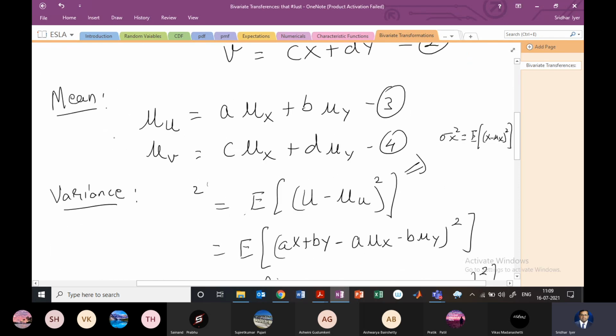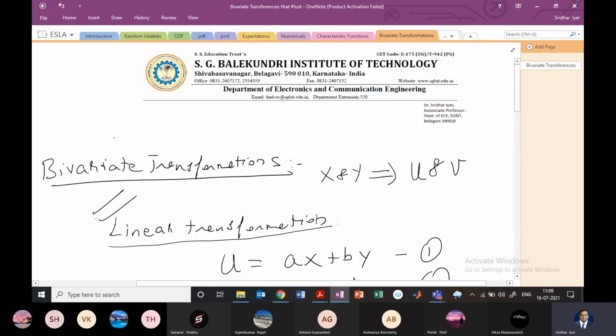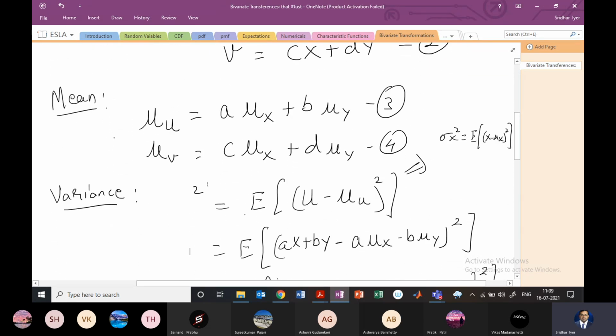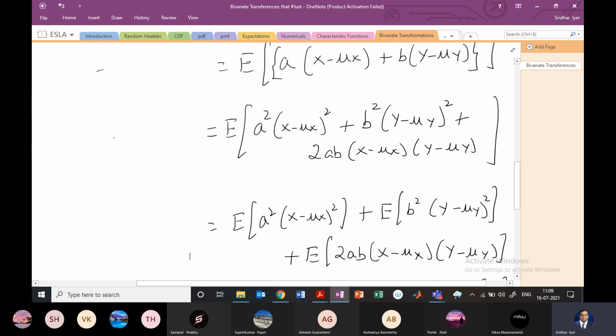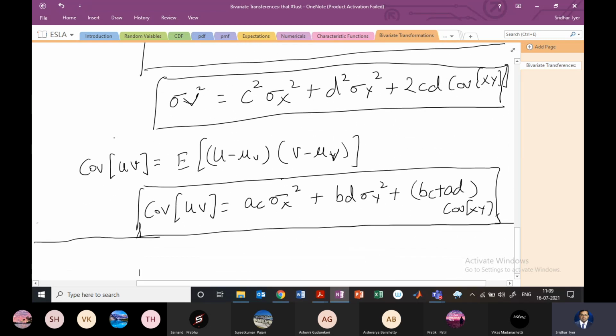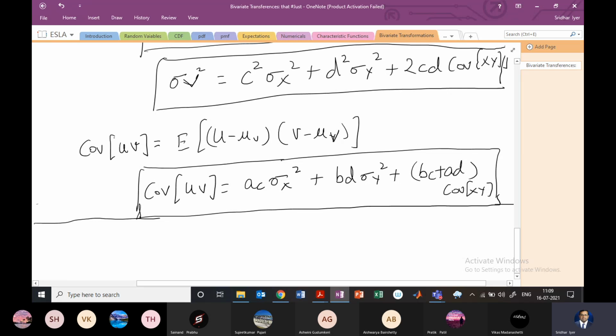So we define u as ax plus by and v as cx plus dy, and then we can find the mean, which I showed you last time. And then we can also find the variance values, right? So we can find sigma u square and sigma v square, and from there we can find the covariance of u comma v, right? And I had also explained to you what is the purpose of doing this transformation.